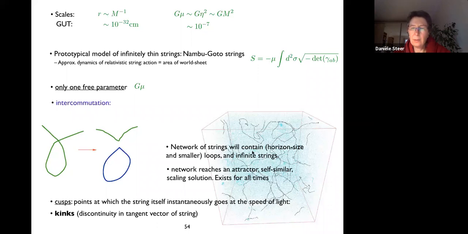And those loops, in fact, you can show that they behave like matter. And so some people have tried to argue that they can act as a source of dark matter. So indeed, if that was the direction of your question, then there's a possibility that strings can not only produce a background of gravitational waves, but they can also be a source of dark matter.